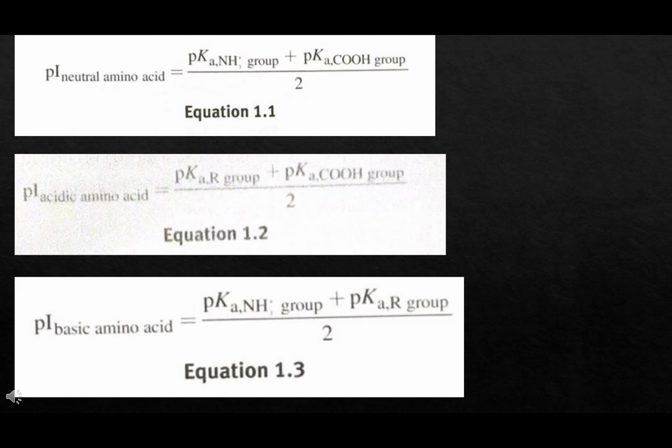However, the second proton that is removed in this case comes from the side chain carboxyl group, not the amino group. This is a relatively acidic group, with a pKa of around 4.2. The result is that the pI of glutamic acid is much lower than that of glycine, around 3.2. The isoelectric point for an acidic amino acid can be calculated as follows.